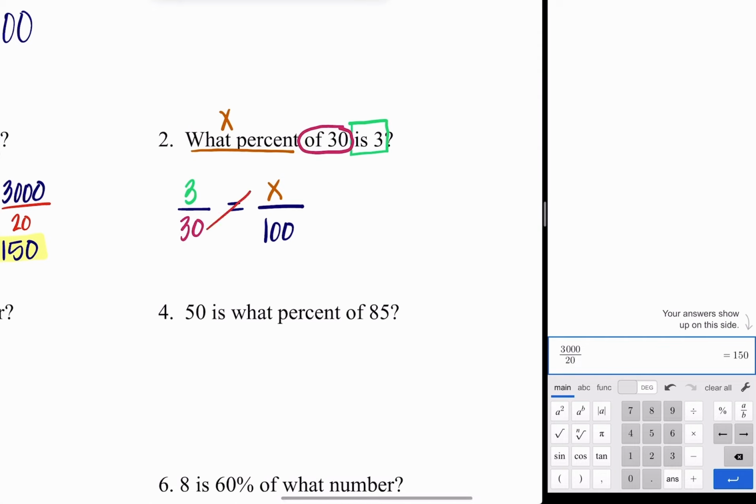I'm going to cross multiply. I get 30x equals 300. 30 is multiplied by x, so to undo that multiplication, I need to divide. That will make my 30s divide out. And x is 10. You could go put that in the calculator if you needed to. Totally fine. No judgment on my end because I totally stink at mental math.